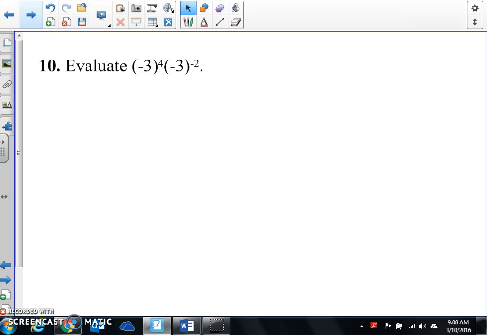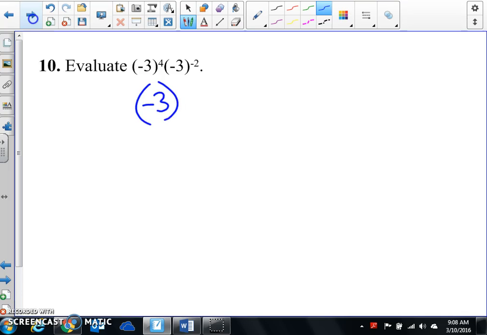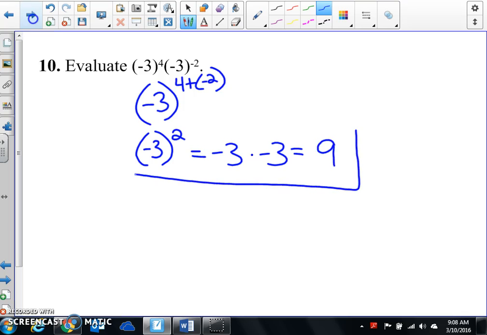All right, power to a power, I do that first. And I actually don't have any. So I keep the base, which this time is negative 3 in parentheses, and I add the exponents. So negative 3, 4 plus a negative 2 is 2. And that's the same thing as negative 3 times negative 3, which is a positive 9. So all of this is correct.